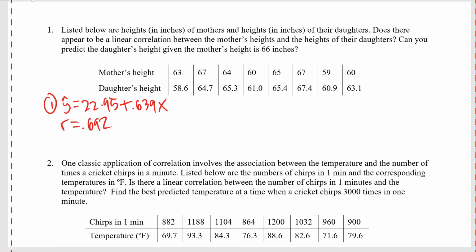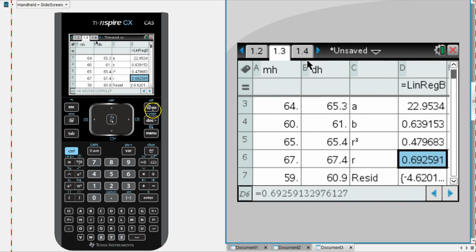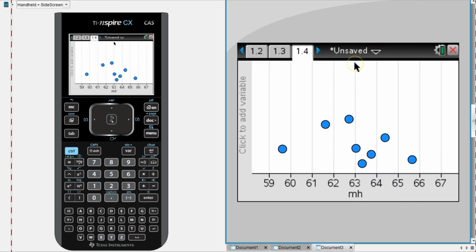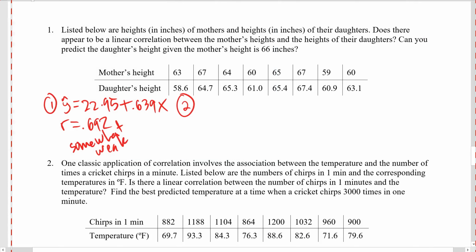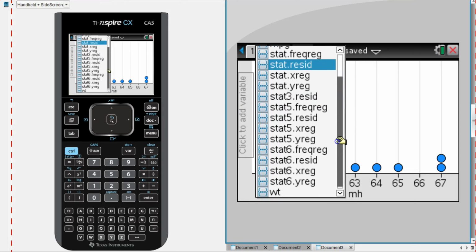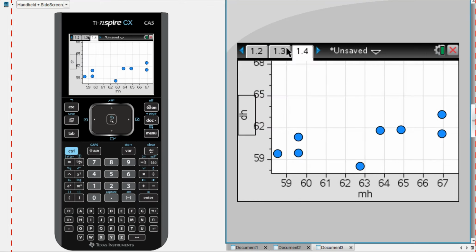Okay, so how do I check it? Well, we graph it. So this is actually, we'll say, really somewhat weak. It's really kind of on that edge. But two, if I graph it, the X, make sure you've named these, was the mother's height. Sure I'm doing that right. Yeah. And the Y was the daughter's height. So we're using the mother's height to predict the daughter's height, DH.